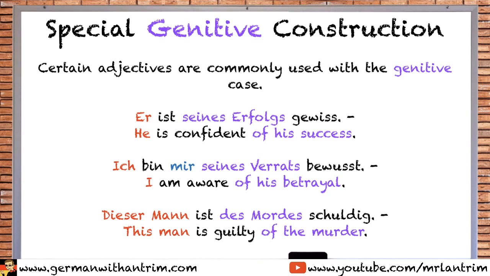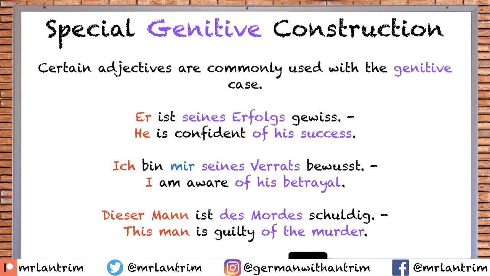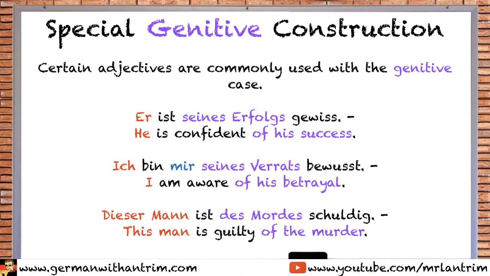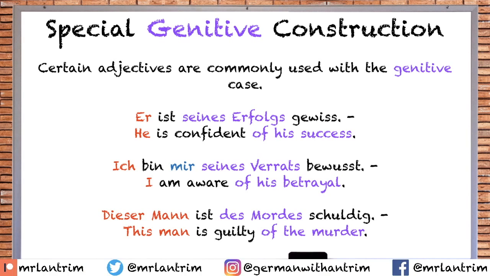Ich bin mir seines Verrats bewusst. I am aware of his betrayal. Aware is bewusst, and seines Verrats is then the genitive case because of that word bewusst. Dieser Mann ist des Mordes schuldig. This is probably the most common one that you're going to come across. If someone is guilty of something, that something is genitive because of the word schuldig. So of the murder in this case, des Mordes.